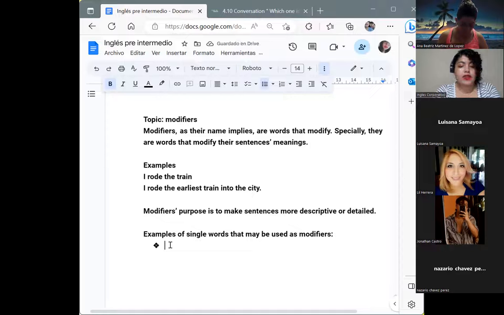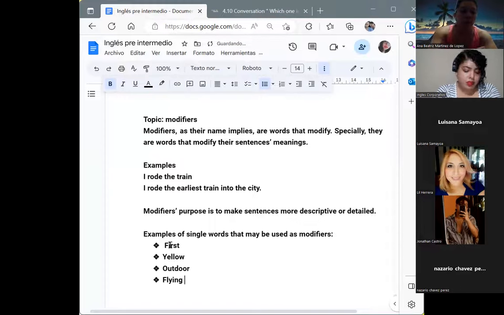In this case, we have first. Then we have yellow. Outdoor. And fly. And for the modifier phrases, which can be adverbial or adjectival phrases, we have some examples.